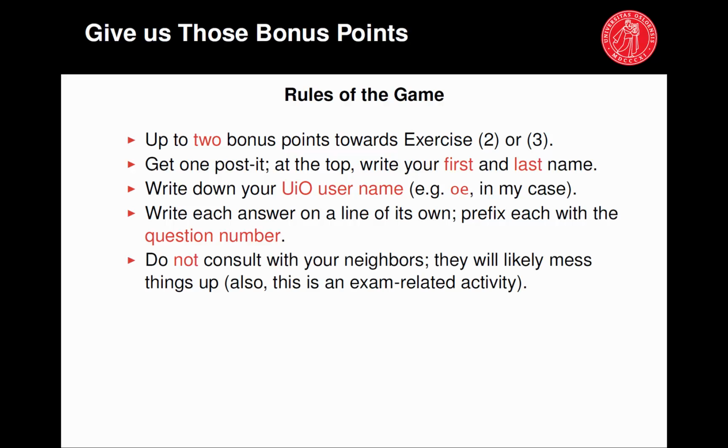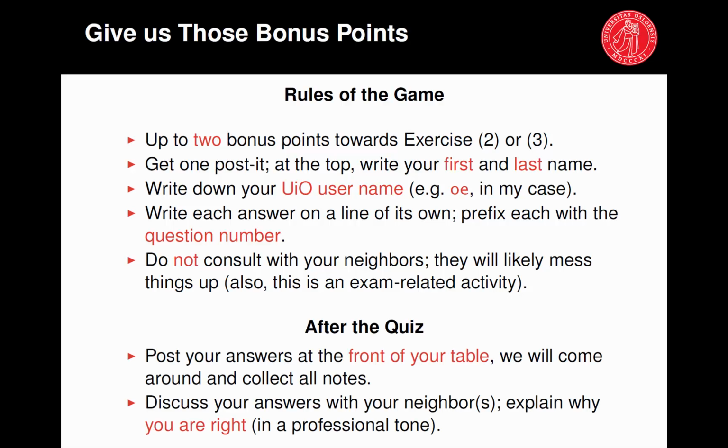And since this is an exam-related activity, you know that we're very strict about those in Norway. So it has to be individual. You must not consult with your neighbor. It has to be no cheating. And to get something out of it that goes beyond bonus points, after the quiz, when I say time is up, please put your Post-it to the front of your table. You can no longer change it.